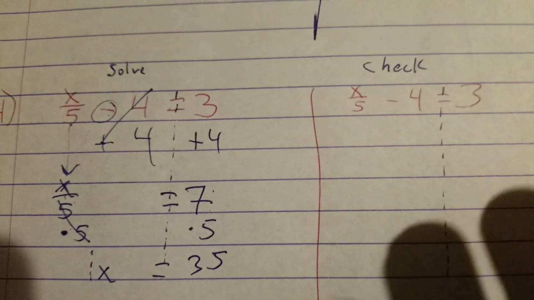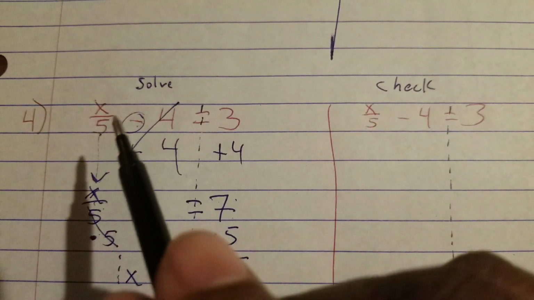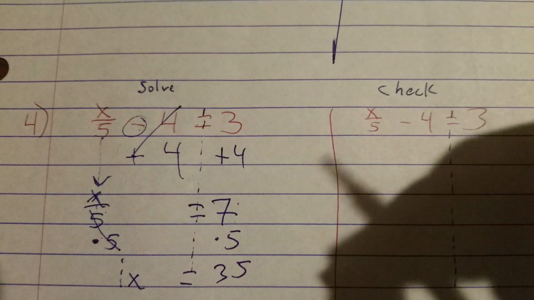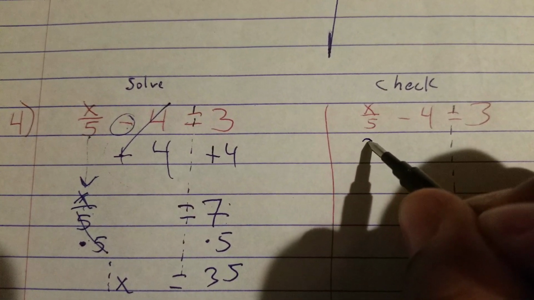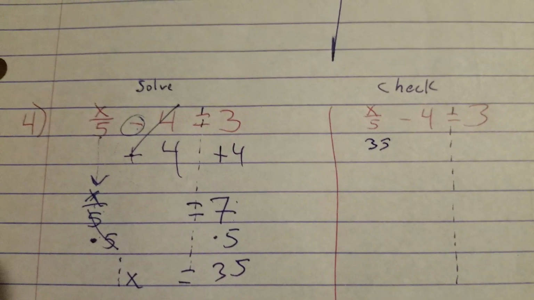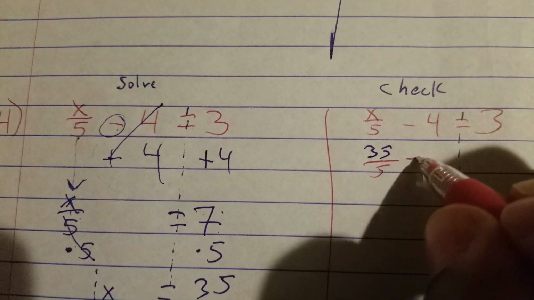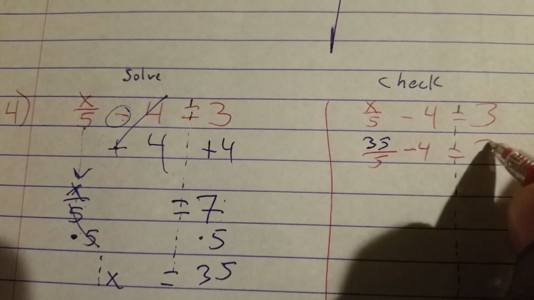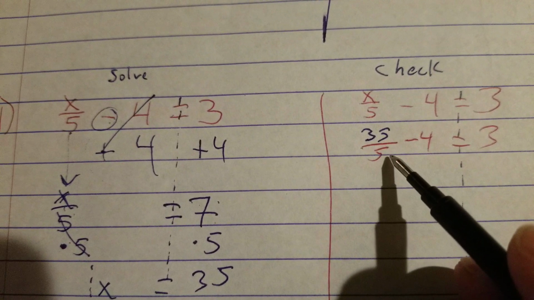So let's check our work. I rewrote the equation exactly the same. You can see nothing's different about them. Now we're going to substitute in. So instead of x, we're going to put in 35. So I'll write everything else in red so that you can see that nothing else but the 35 has changed. All right. So now we're going to do 35 divided by 5.